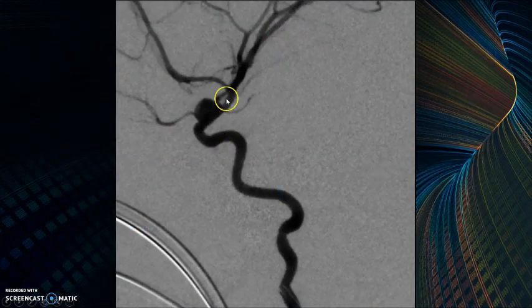It was later found out on angiography that the patient had an aneurysm. Here you can see the siphon, the ophthalmic artery, and this outpouching of the artery right here. So that was the cause of the subarachnoid hemorrhage. That aneurysm bled, which then led to the vasospasm.